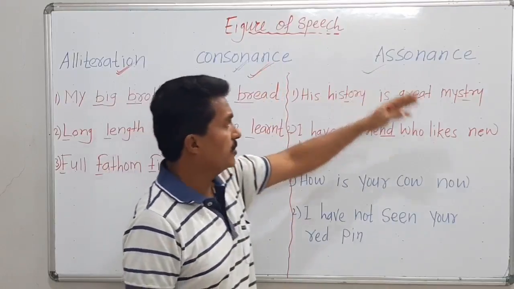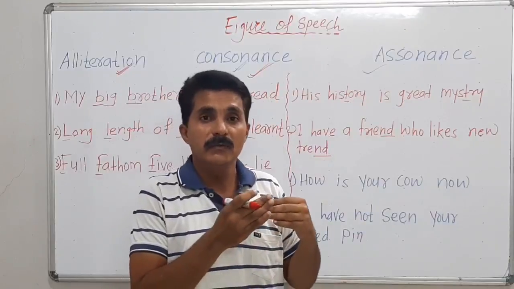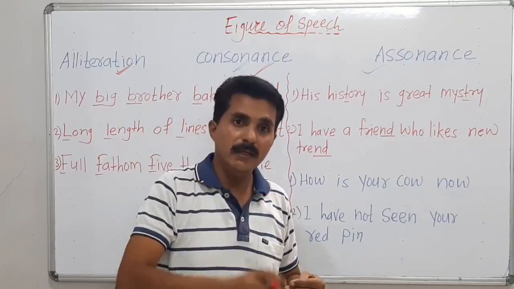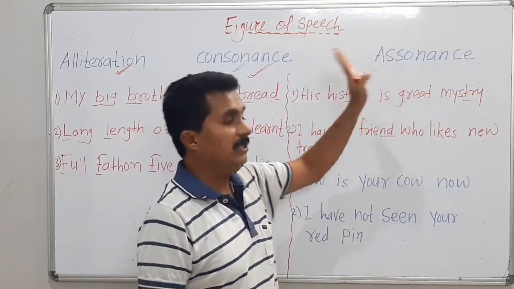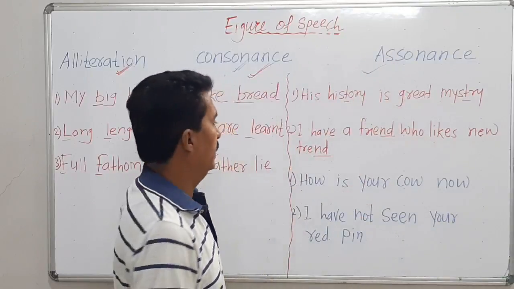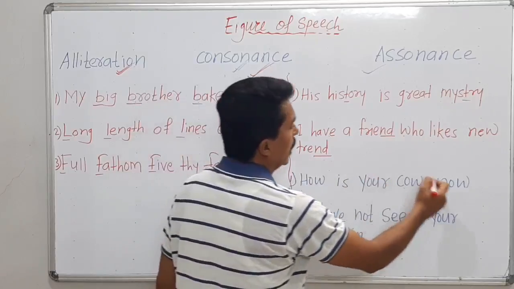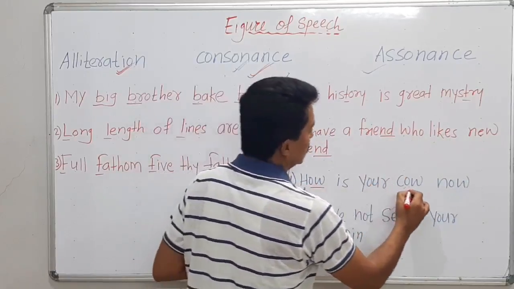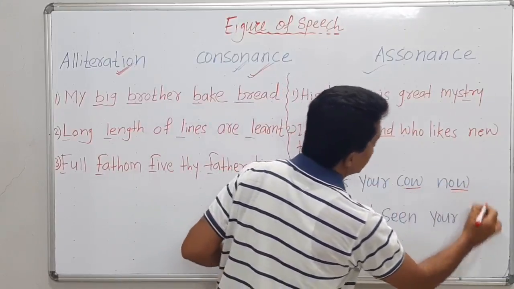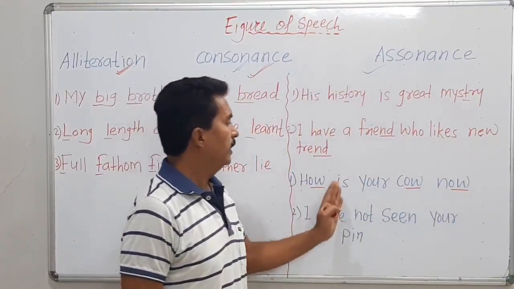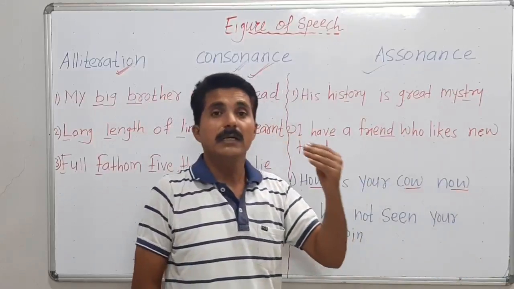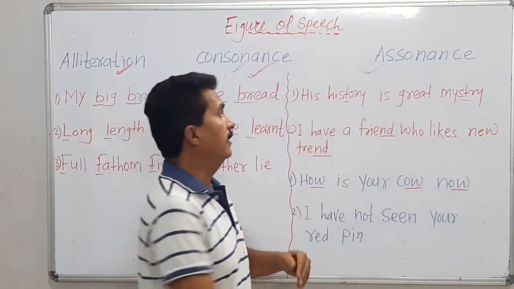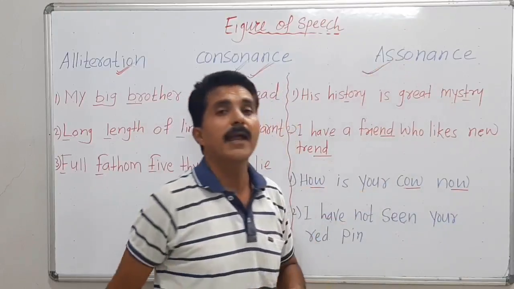Now let us see assonance. Here also the word vowel, if the vowel repeats in the middle or at the end, the figure of speech is assonance. Let us see how it repeats. How is your cow now? The sound is ow. Here also the sound is ow. Here also the sound is ow. The ending sound is ow, that is vowel, and therefore the figure of speech is assonance.